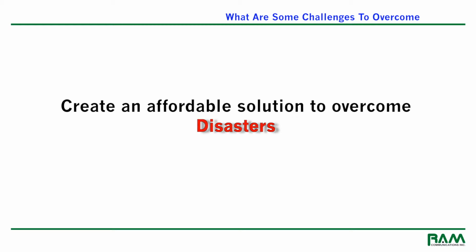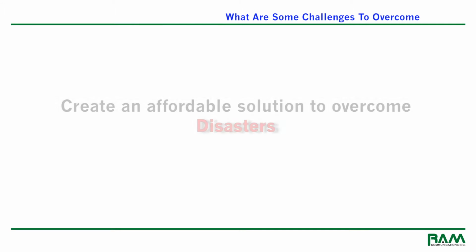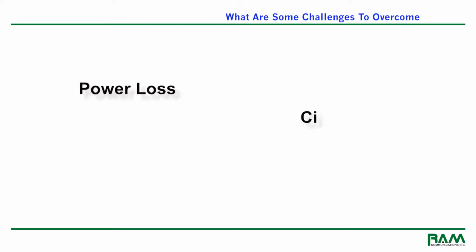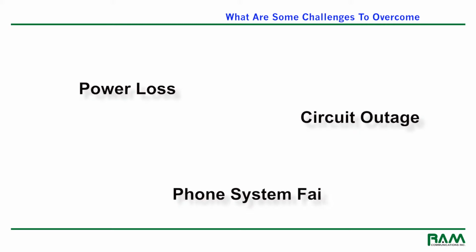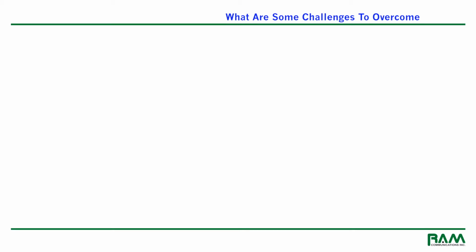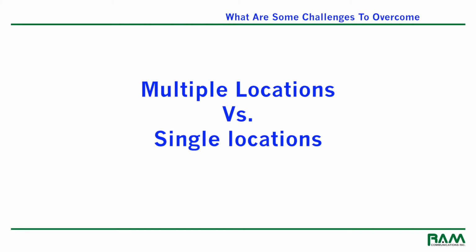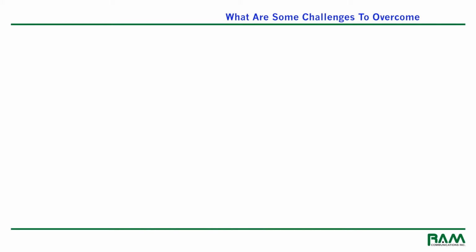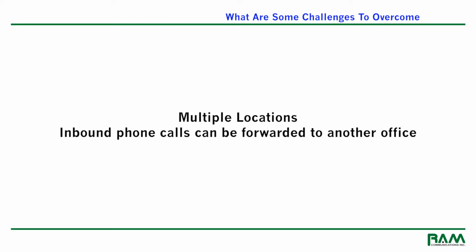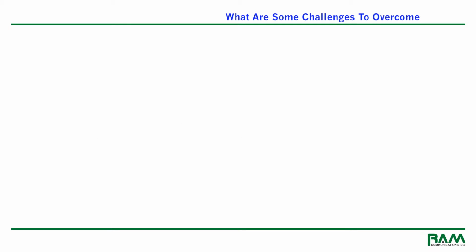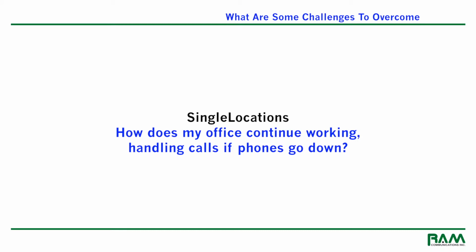What kinds of disasters? Well, everything from power loss to circuit outages to phone system failures are very realistic and very possible, and that's just to name a few. Organizations with multiple locations always have more options than single offices. After all, in a pinch, you can always forward your inbound calls to another office if your office is having an interruption. Single locations simply don't have this luxury.